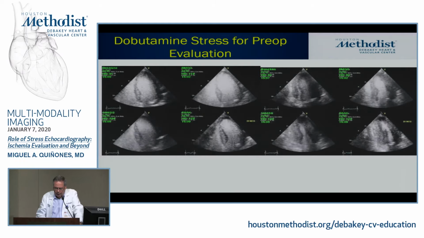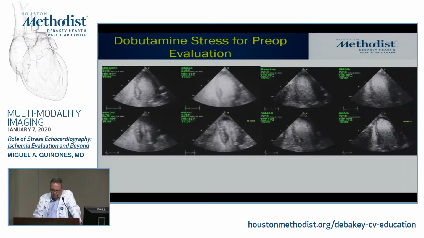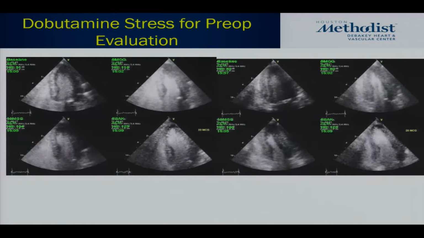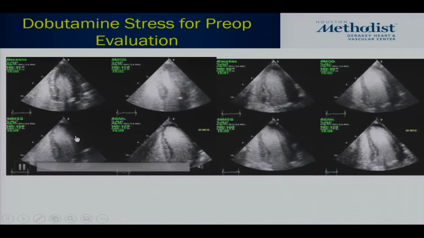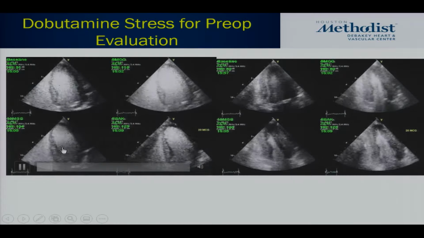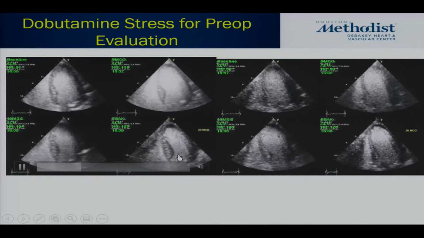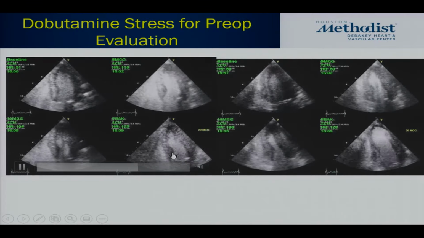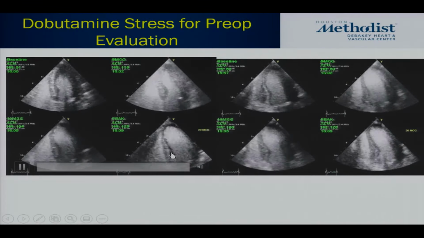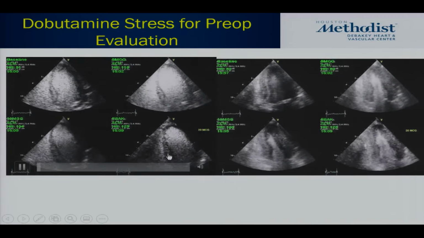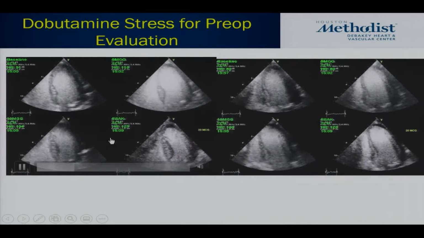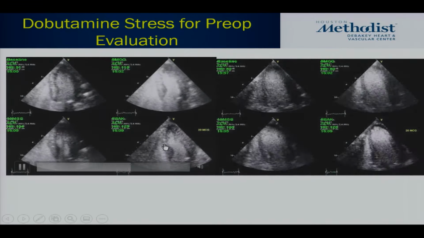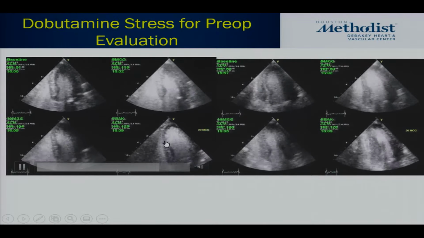All right, so this patient had a stress echo for pre-op. Is it normal or abnormal? Look at the end-systolic cavity here. And here. What do you think? Where do you see an abnormality? Here? Right here? Is that what you're concerned about?